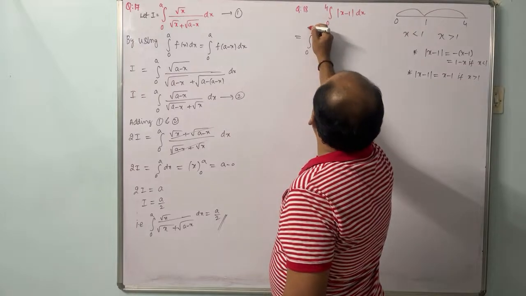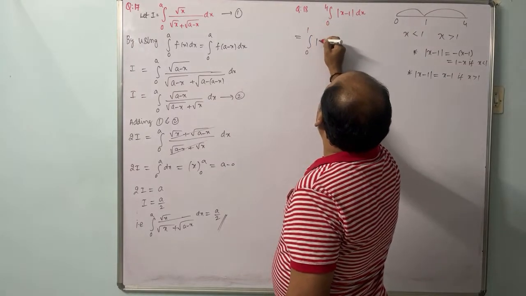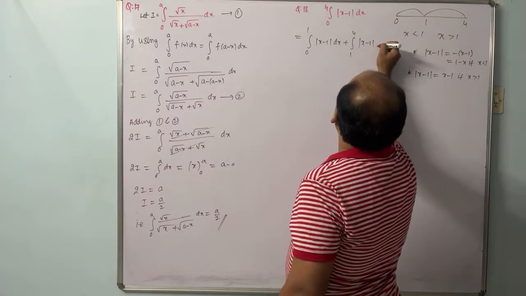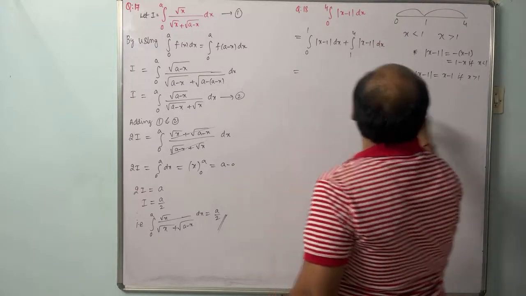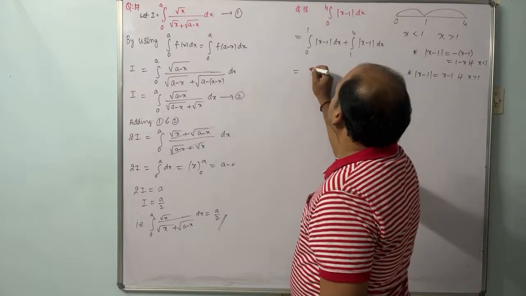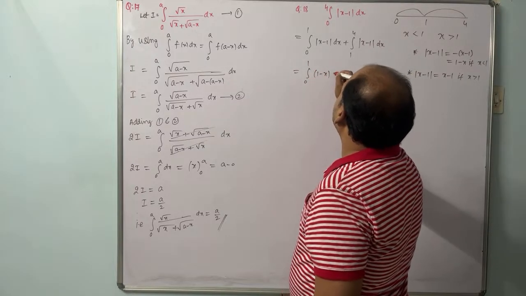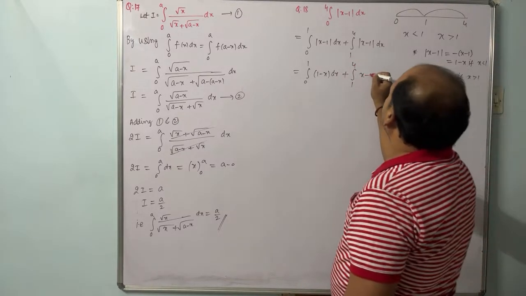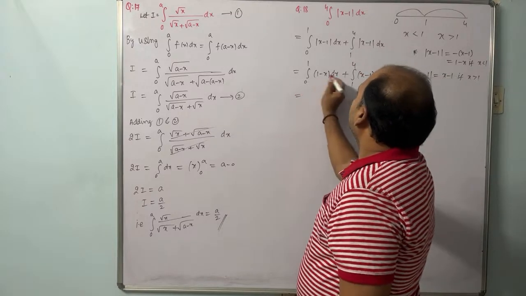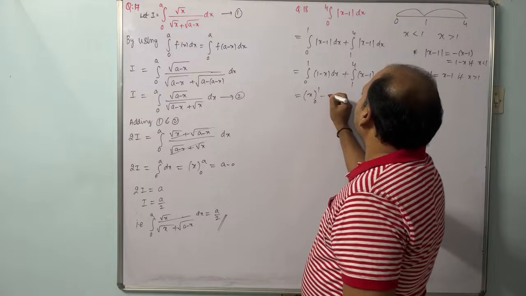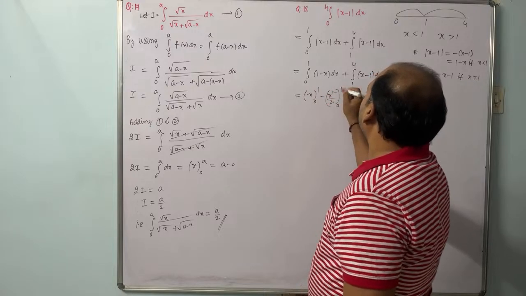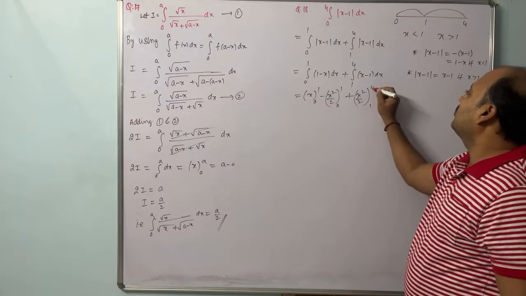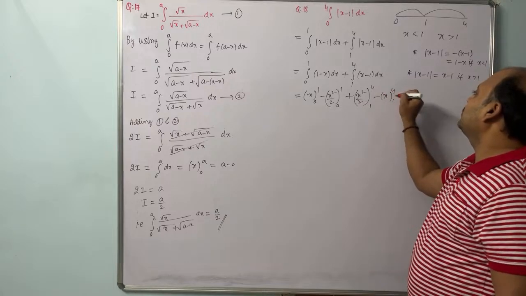Integral 0 to 1 mod x minus 1 into dx plus integral 1 to 4 mod x minus 1 into dx. For x less than 1, mod x minus 1 value will become 1 minus x only, so integral 0 to 1 of 1 minus x into dx. Integral 1 to 4 mod x minus 1 value will become x minus 1 into dx. So integral 1 into dx is x applying the limit 0 to 1, minus integral x dx is x square by 2 applying the limit 0 to 1, plus integral x dx is x square by 2 applying the limits 1 to 4, minus integral dx is x applying the limits 1 to 4.